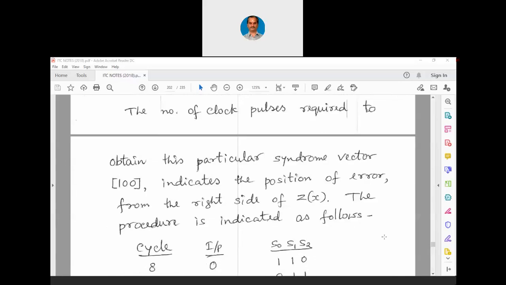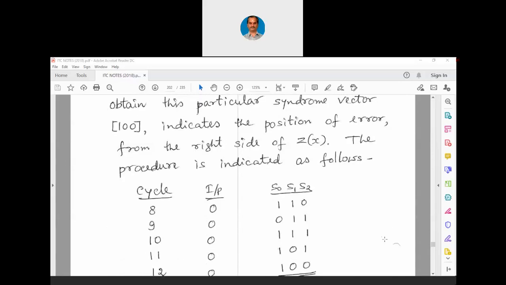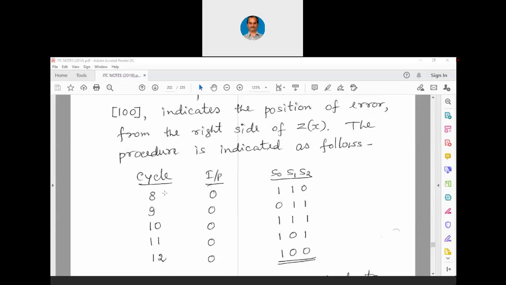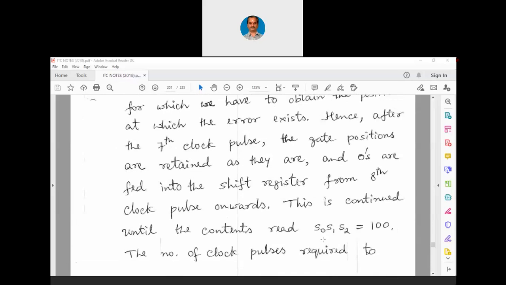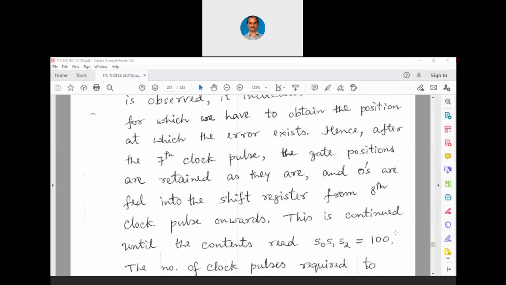I am going to show you the procedure here in a pictorial format. You can see, in the 8th cycle we give input 0. Already it was containing 110. S0, S1, S2 was containing 110 earlier. Again 9th cycle, 10th cycle, 11th cycle, 12th cycle. We will keep on feeding zeros. 110, 011, 111, 101. We are getting again 100. Okay. Now when we get this 100, we will have to continue until the contents read 100. That is the magical combination there.